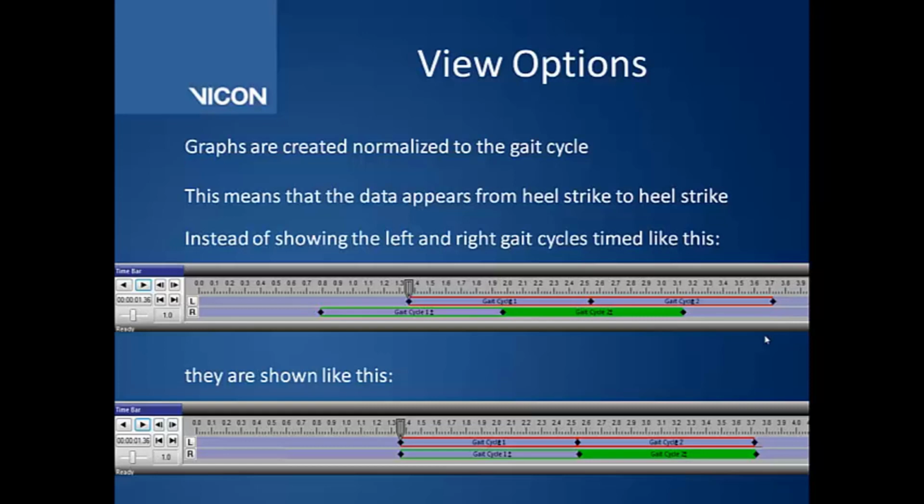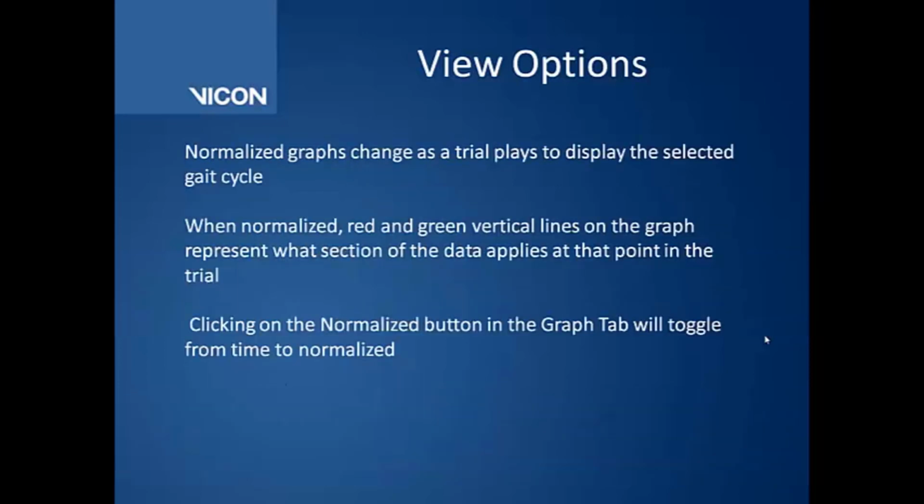It is important to know that this is a schematic just for the time bar. Your time bar will not change like this. It will just have a scrolling vertical line. Those normalized graphs do change as the trial plays to display whatever the selected gait cycle is. And so as your trial plays, if you go from the first gait cycle to the second, your graph will actually update to reflect that second gait cycle that you're in.